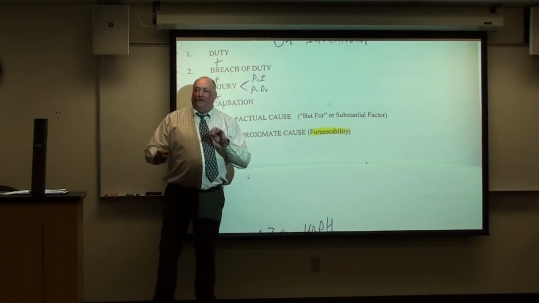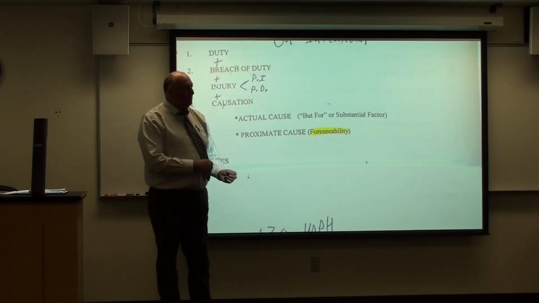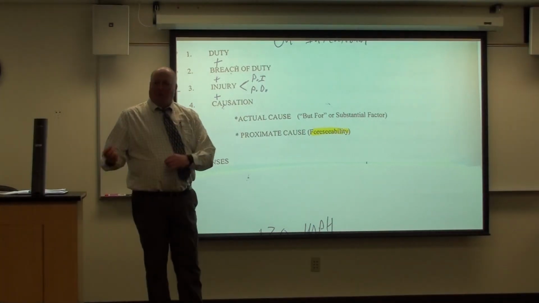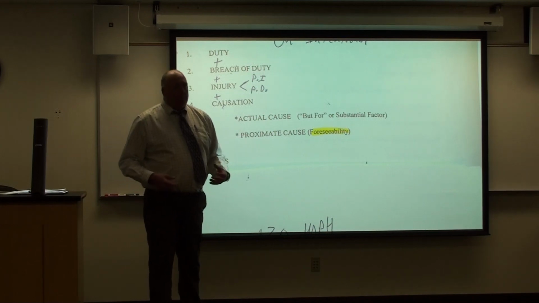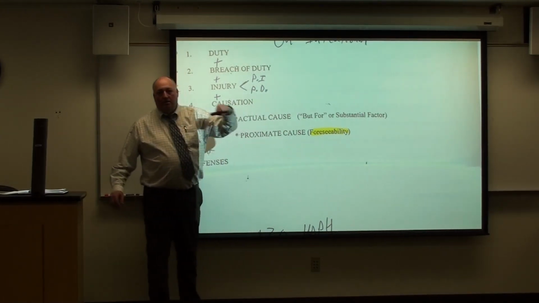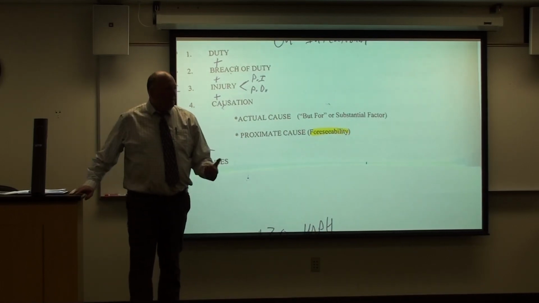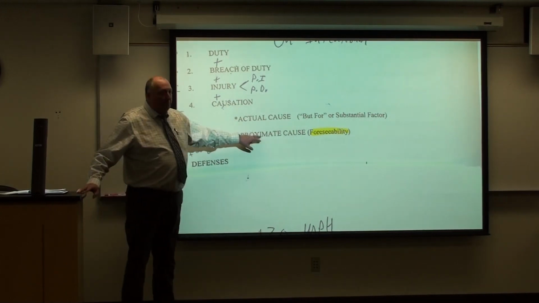But for what I did wrong, would the injury still have occurred? In other words, if I had not been speeding to that level, would the guy still have fallen off the ladder? If he still would have fallen off the ladder, then I have no causation. But if not, then I do. So was I a factor in the injury? In this case, yeah, I guess I was, a little bit. I think it's kind of tenuous. But on top of that, we also have what we call proximate cause.